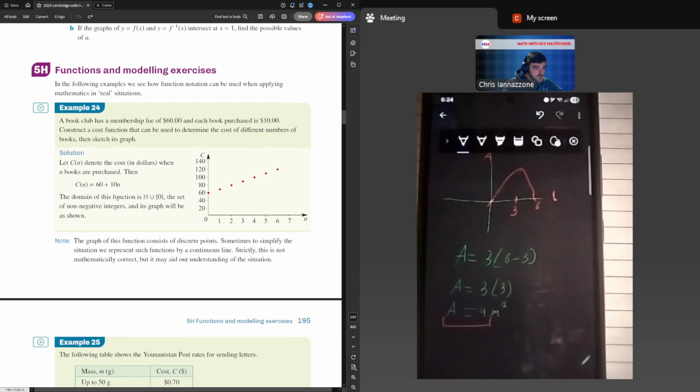And then, what could we say about this? Yeah, it'll be basically the same thing. Like, what is the cost of 7 books? Or at least what would the overall fees be in a particular year if 7 books were purchased? So you would include your membership fee of $60 and then do 7 times 10. That's how most people would do it.